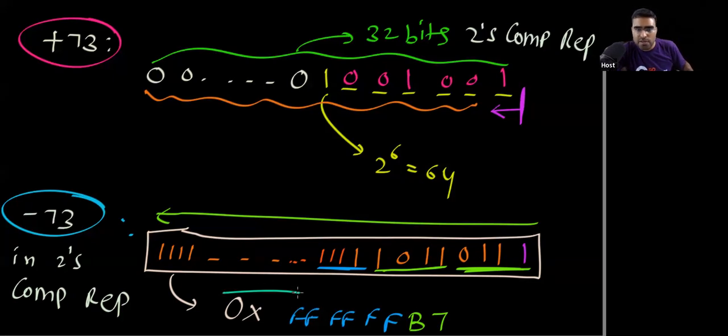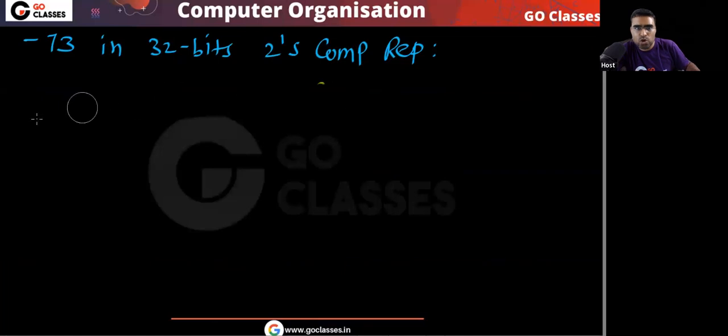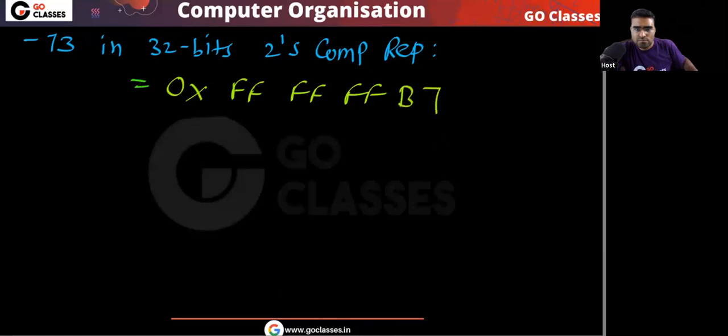Is this clear? Please tell me. Did you understand this? This is minus 73 in 2's complement. So minus 73 in 2's complement, what will that be? In hexadecimal I am writing, that will be FF, FF, FF, B7. Correct? Yes or no? Is this clear? Did you understand? So this is your minus 73 in 32 bits 2's complement.